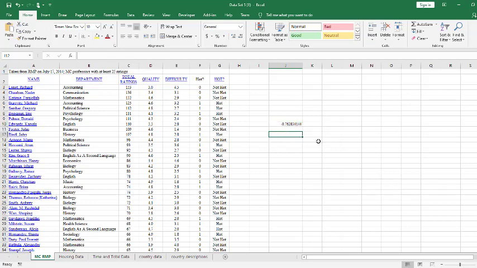But we might be curious as to why. As to how much, I should say. We might be curious as to how much. When the difficulty increases by 1 point, quality falls. How much does it fall? So that's a question of regression.